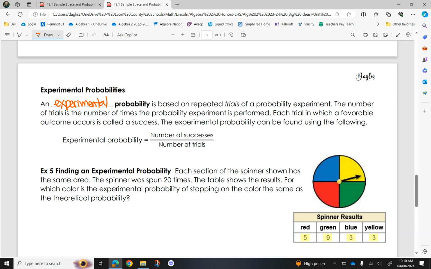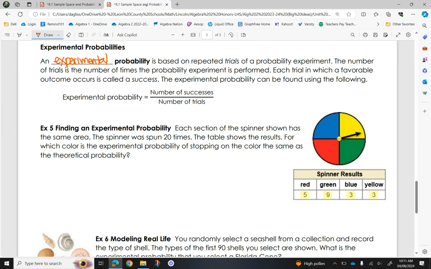So we have 2 examples of this one. Our first one, we have a spinner. Each section of the spinner shown has the same area. The spinner was spun 20 times. The table shows the results. For which color is the experimental probability of stopping on the color the same as the theoretical probability? Well, what is the theoretical probability of landing on a color? 1 out of 4. Good. So theoretical probability is 1 out of 4 or 0.25.